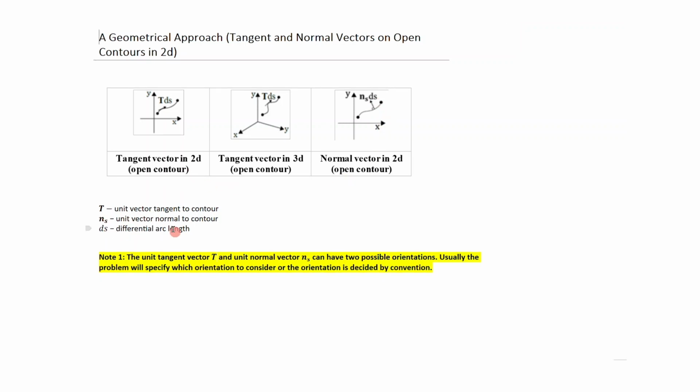So definition shown here. I just want to make a comment. Note 1: the unit tangent vector T and the unit normal vector n subscript s can have two possible orientations. For instance, you can talk about a tangent vector moving from left to right or from right to left, and the normal vector could be pointing either upwards or downwards. Usually the problem will specify which orientation to consider, or the orientation is decided by some specific convention, which is usually tied to the use of right-handed coordinate systems.